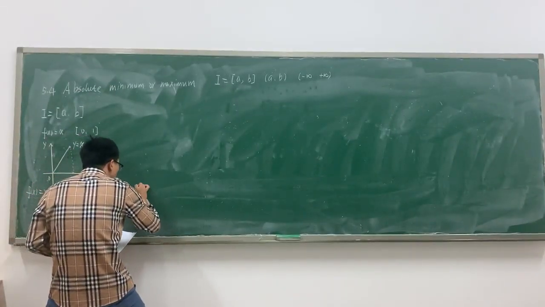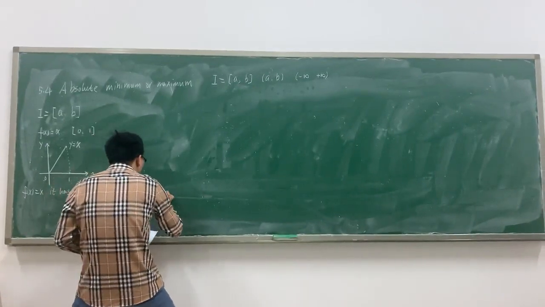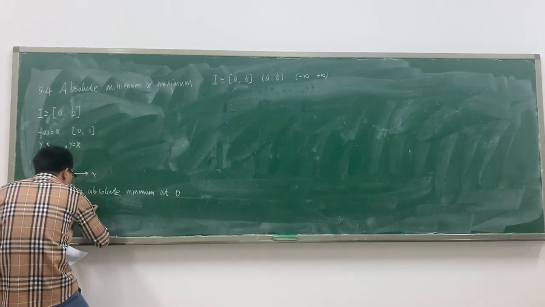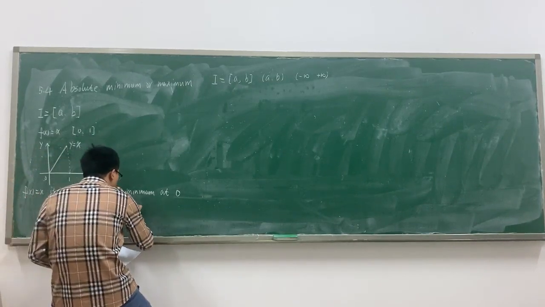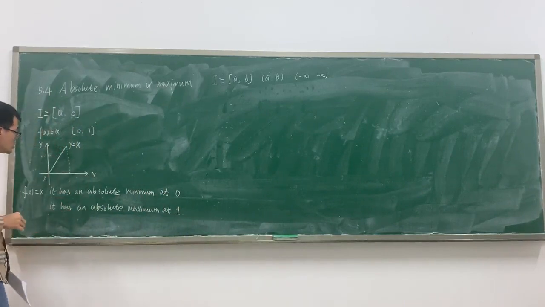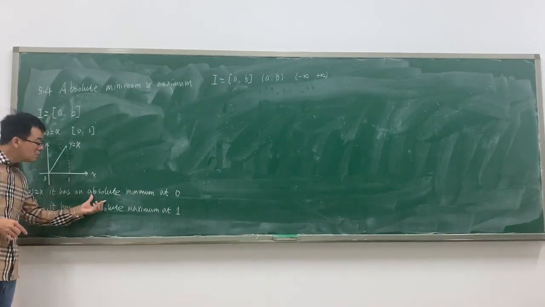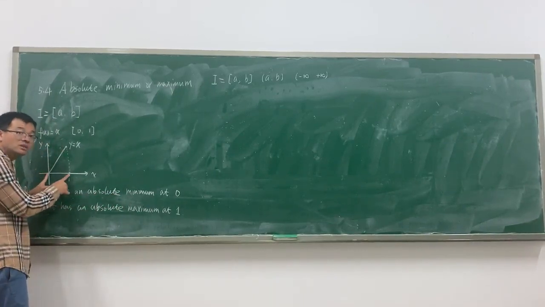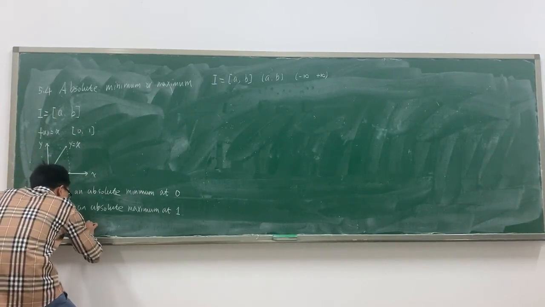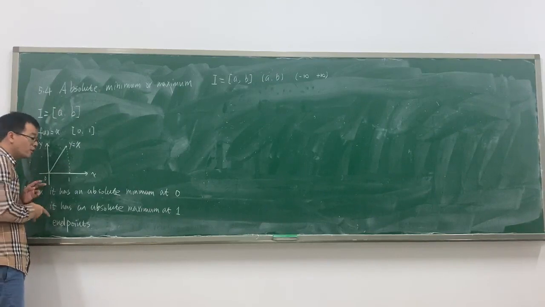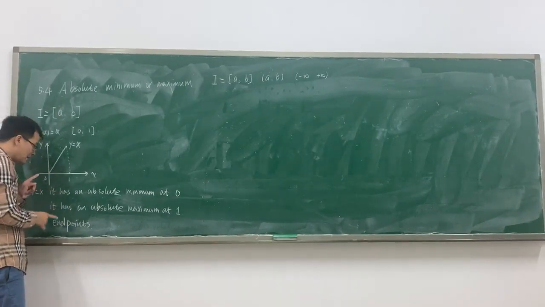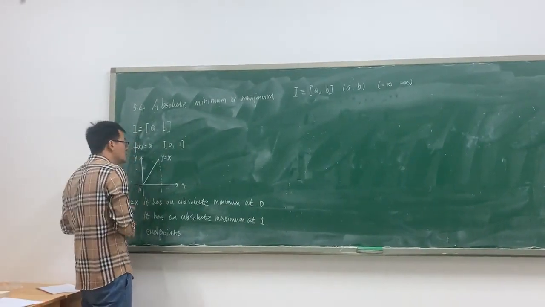absolute minimum at x equal to 0, this point. And this function has absolute maximum at 1. So now we can see the absolute minimum and maximum are taken at the end points of the interval. For this function, the absolute minimum and the absolute maximum are taken at the end points of the interval. So this is the first example.